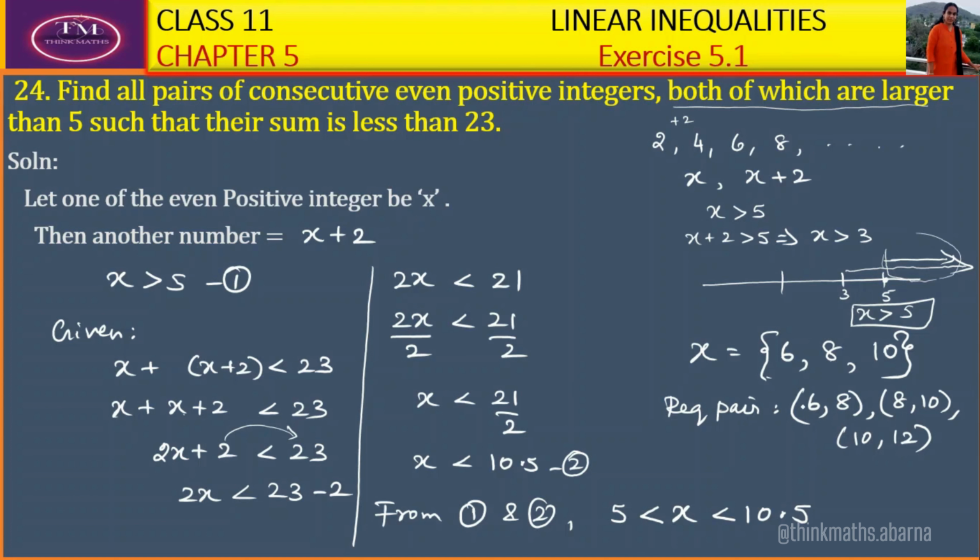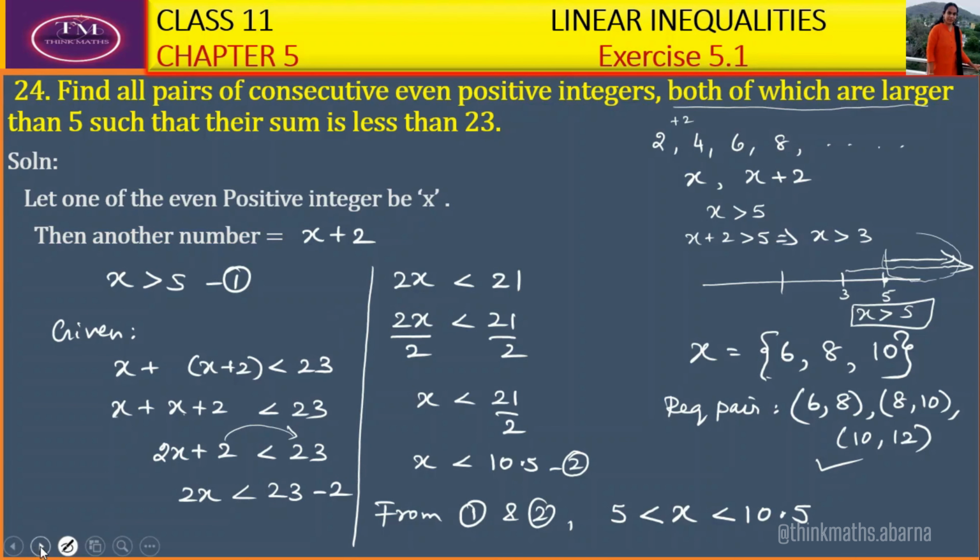Their addition should be less than 23. What is 6 plus 8? 14. Yes, less than 23. 8 plus 10 is 18, less than 23. 10 plus 12 is 22, and it is less than 23. Okay, I hope you can understand this problem.